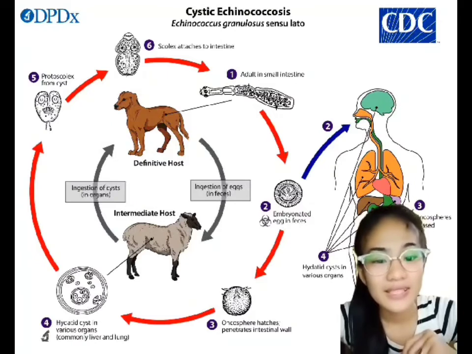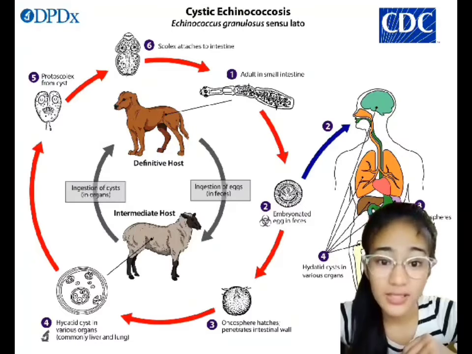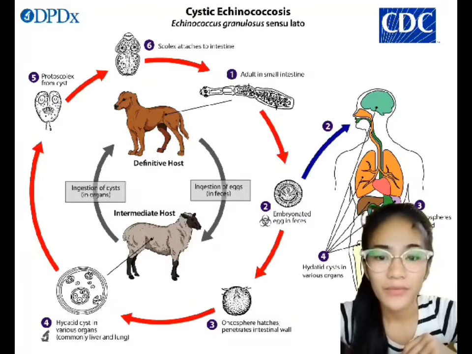How is hydatid cyst diagnosed? The diagnosis is most easily made by ultrasound or other imaging techniques such as CT scan or MRI, combined with case history. And lastly, how is it treated?